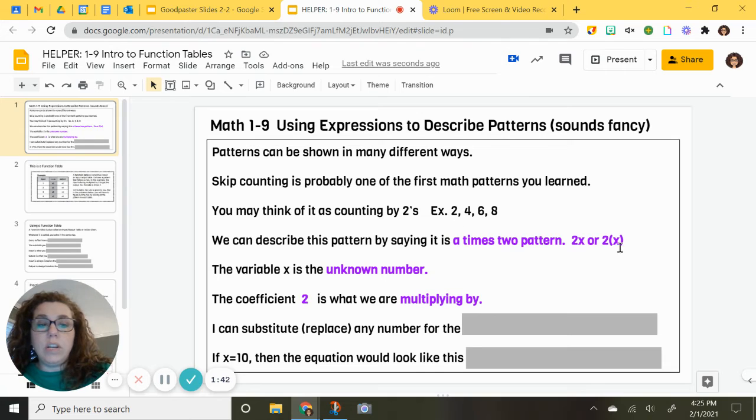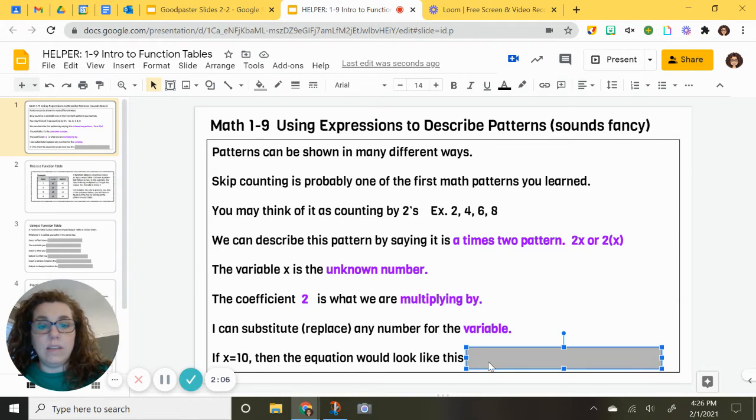So we're still talking about counting by twos, but we're now doing it in a 6th grade way. So instead of saying 2, 4, 6, 8, we call it a 2x pattern. And then if we want to solve it, we can substitute any number for the variable. So for example, if x equaled 10, the equation would look like this.